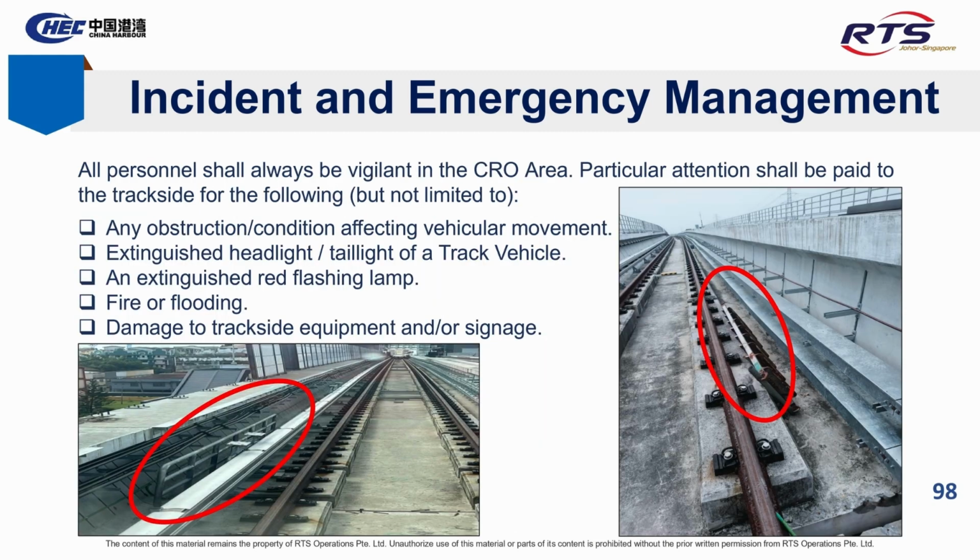Slide 98. Incident and emergency management. All personnel must stay alert while in the CRO area. Special attention should be given to trackside conditions, such as obstructions affecting vehicle movement, extinguished headlights or taillights, missing red flashing lamps, any sign of fire or flooding, and damage to trackside equipment or signage.